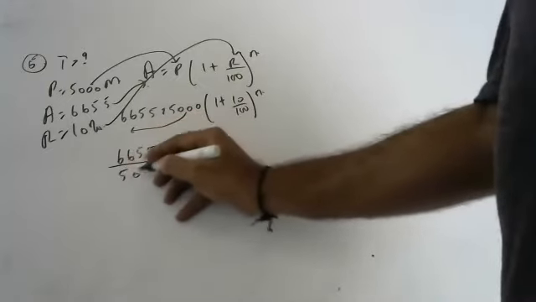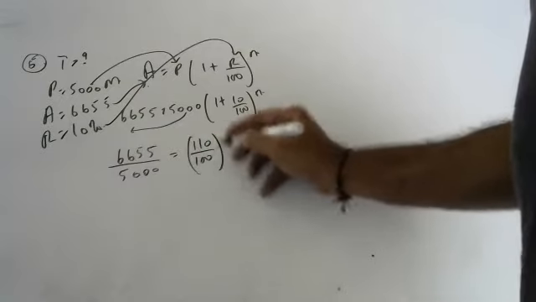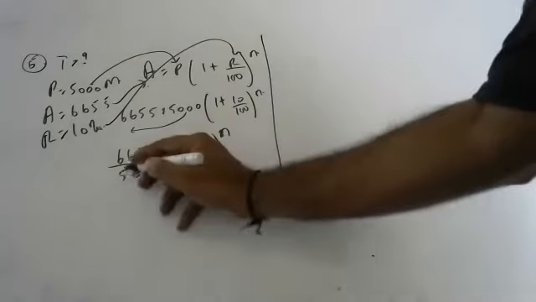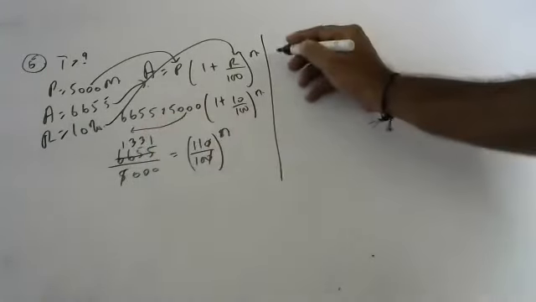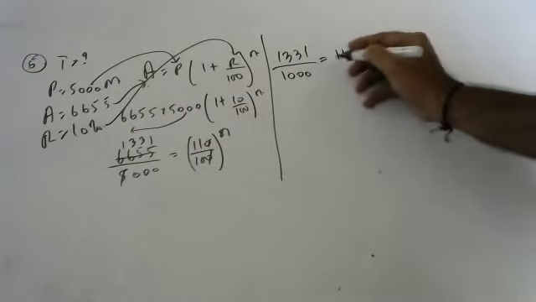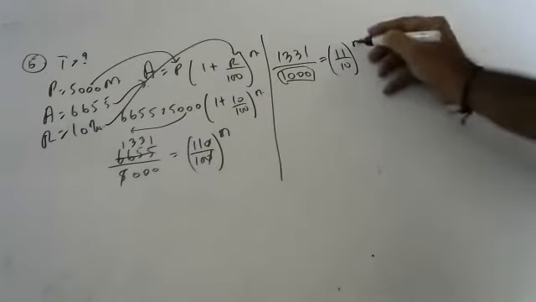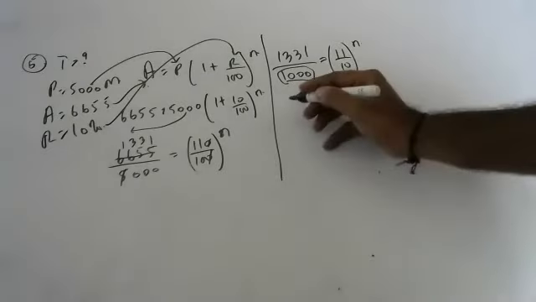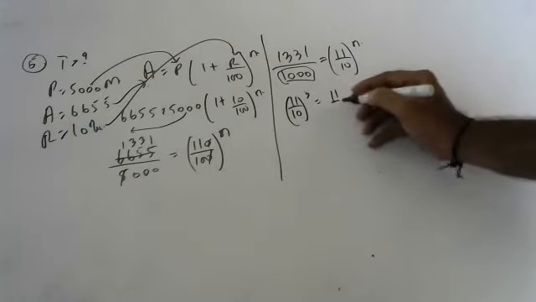6655 by 500 is equal to 110 by 100 into n. So 5 ones are 5, 5 threes are 15, 5 threes are 15, 5 ones are 5, 1331 by 1000. Nana, Sujit, can you tell me 1000 is whose cube? 10 cube. 1331 is whose cube? 11. Very good. 11 by 10 whole cube is equal to 11 by 10.